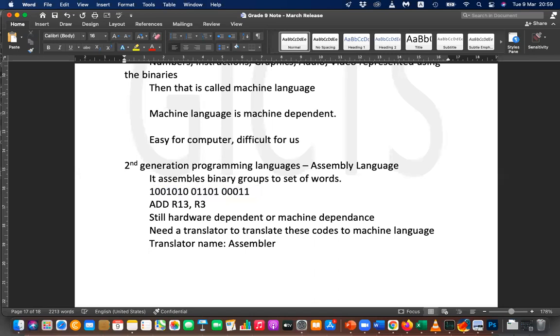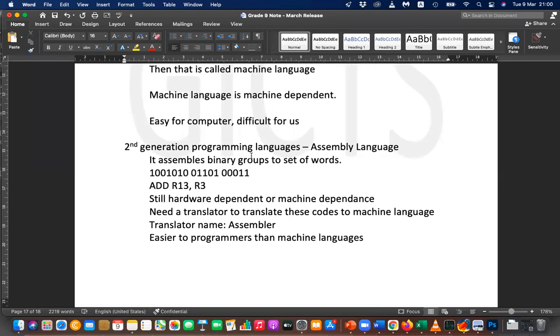But easier for programmers than binaries, than machine language. Easier to program in than machine languages. That is second generation. Okay, we learned about first generation, the second generation as well. And the next is third generation. Third generation programming language.